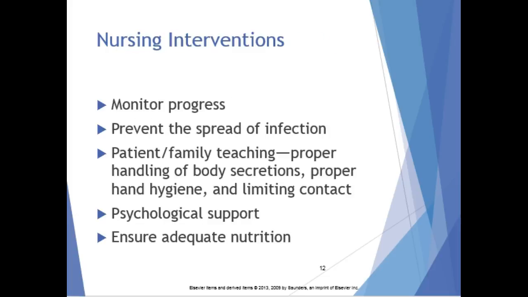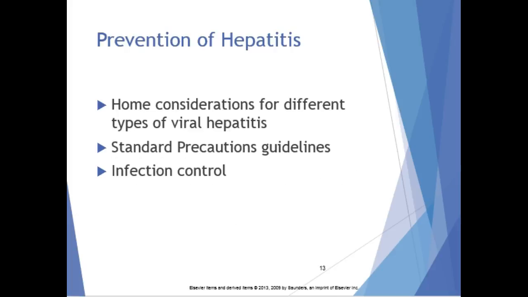Our nursing interventions would be to monitor progress, prevent the spread of infection, teach the family and the patient proper handling of body secretions, proper hand hygiene, and limiting of contact, provide psychological support, and again ensure adequate nutrition. We'd also have to consider the home for different types of viral hepatitis. How do we prevent that from occurring in the home? Standard precaution guidelines, and also infection control.